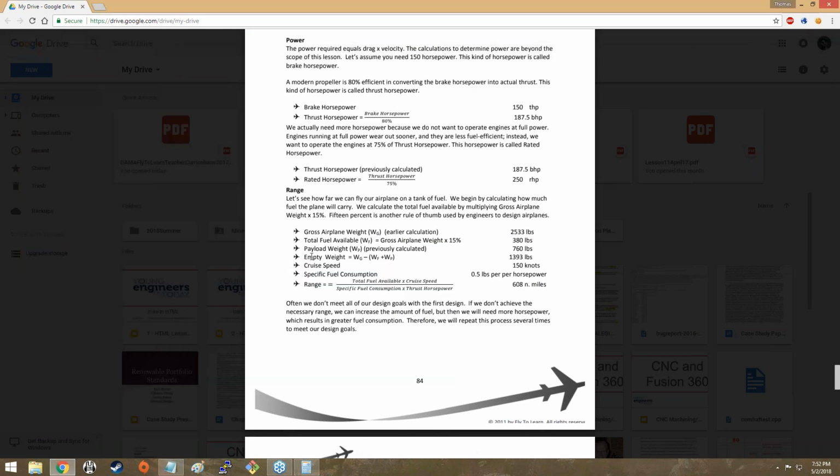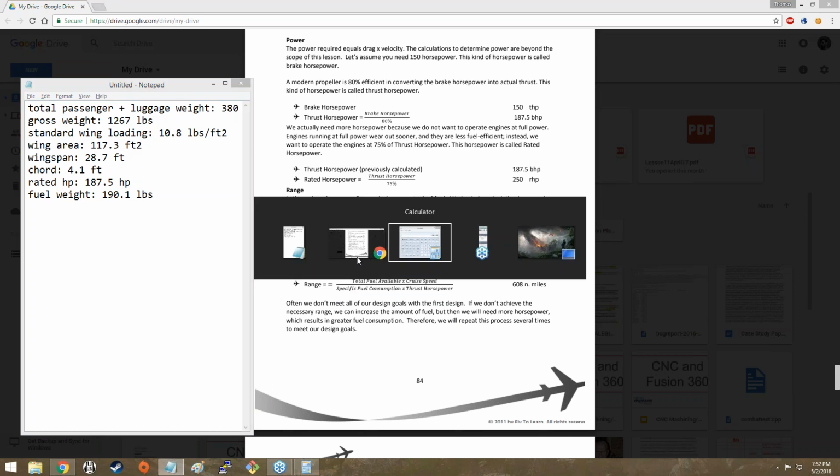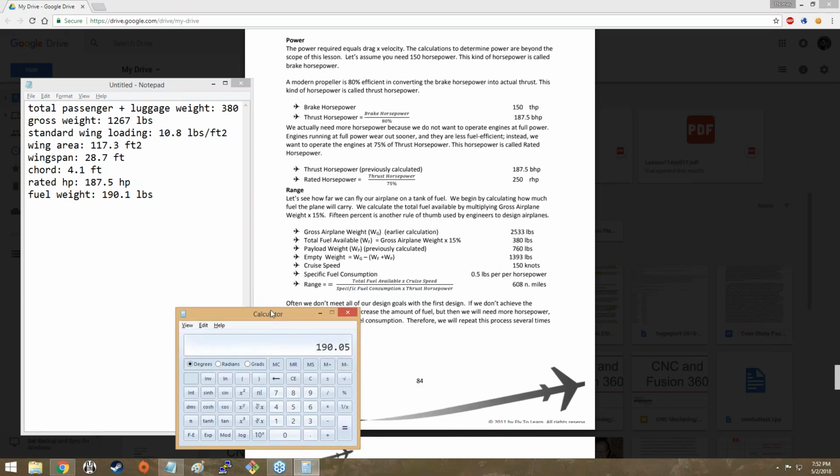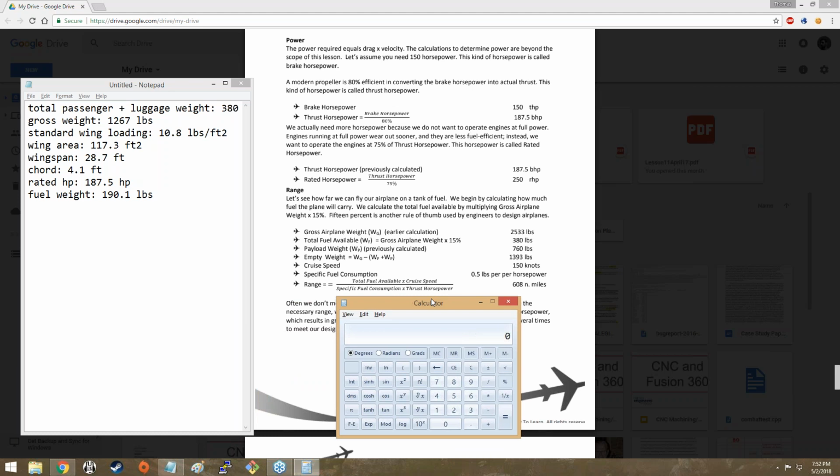We already got our payload weight. So our empty weight is going to be the gross weight minus the weight of the fuel and the weight of the passengers, which we don't really need to calculate, but we can. So 1267 minus 380 minus 190.1. So our plane is going to be super light. It's going to be 700 pounds, roughly.